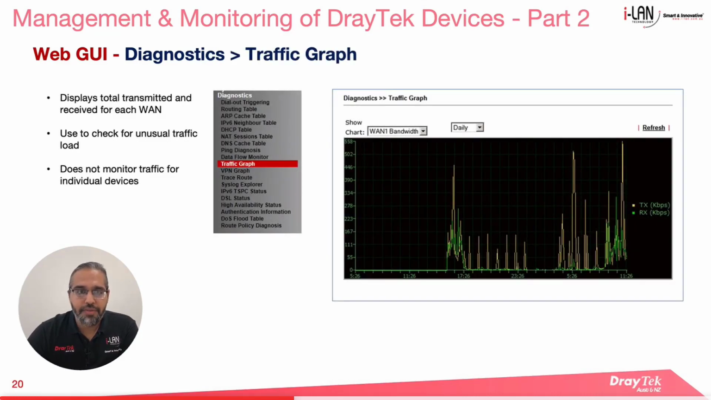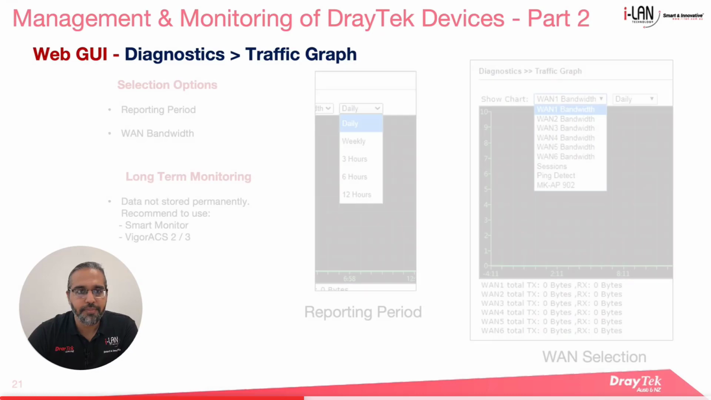The traffic graph is a handy feature that displays the transmitted and received traffic for each WAN connection over a period of time. Please note that it doesn't show traffic for an individual device, but total traffic to the internet. It can be used to check for unusual activity in the router, such as high traffic loads after hours when you expect to see minimal traffic flow.